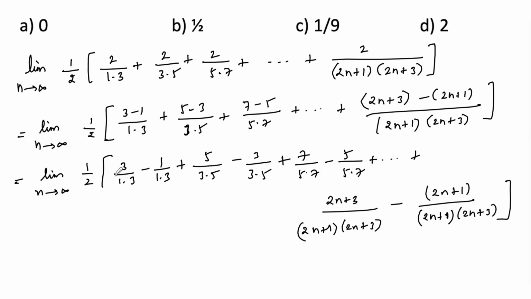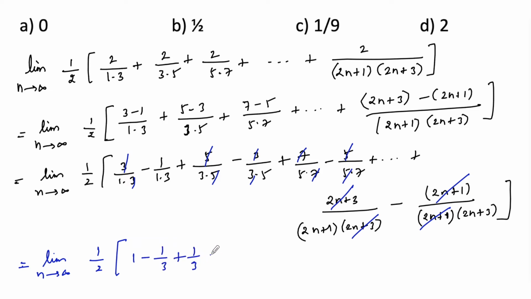So here we can just cancel this 3 and 3, and here 5 and 5, and 3 and 3, and 7 and 7, and 5 and 5, and so on, 2n plus 3 and 2n plus 3, and here 2n plus 1 and 2n plus 1. So finally we will have 1 upon 2 times of 1 minus 1 by 3 plus 1 by 3 minus 1 by 5 plus 1 by 5 minus 1 by 7 plus and so on, up to 1 upon (2n plus 1) minus 1 upon (2n plus 3).